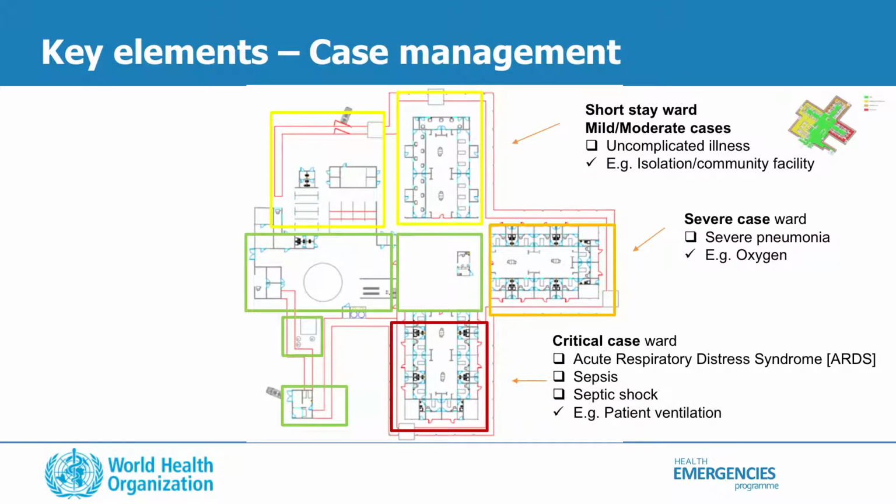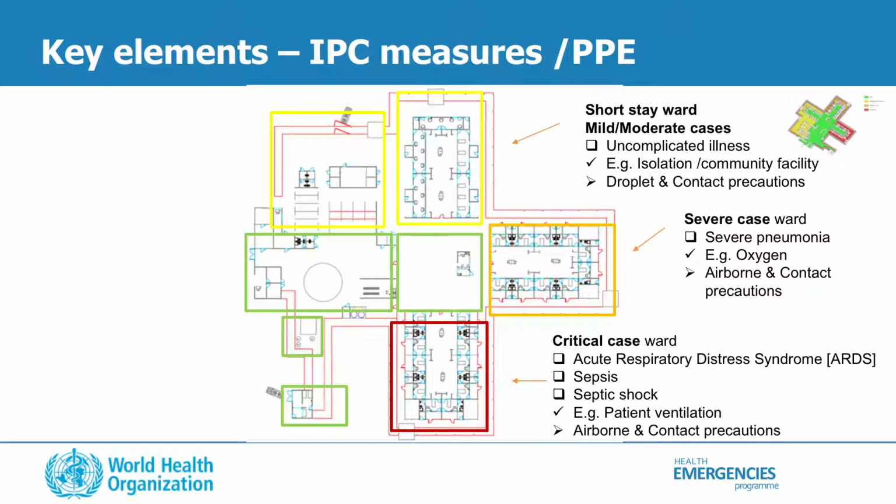This categorization by severity means that each ward has its specific case management: uncomplicated illness that would require a short stay and later could be managed at a local or community facility; severe pneumonia cases; severe pneumonia cases requiring oxygen; and also a critical case ward with ventilation installation from which to manage patients. There are also different IPC measures: droplet and contact precautions in the moderate case ward, and airborne and contact precautions in the severe and critical case wards.